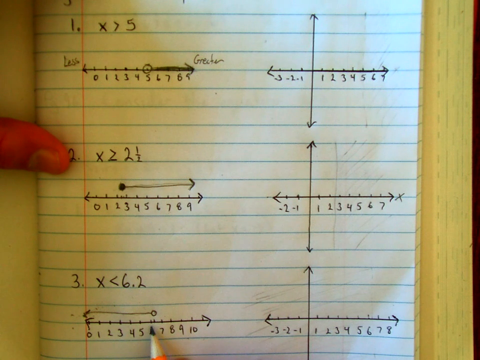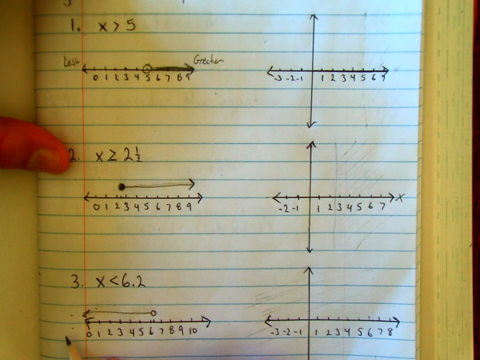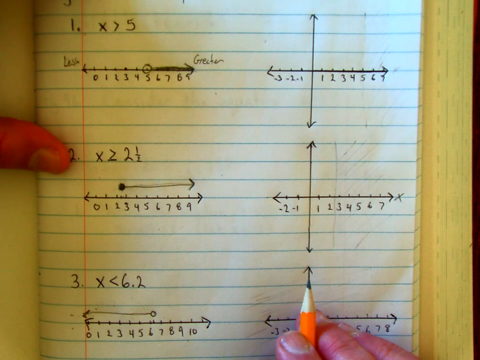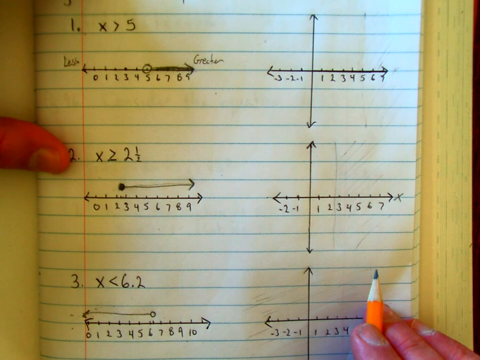6 is a solution, 5, 4, 3, 2, 1, 0. I didn't write them, but -1, -2, -3, -1,000, -1,000,000, those are all solutions. So every number smaller than 6.2 is part of the solution set.